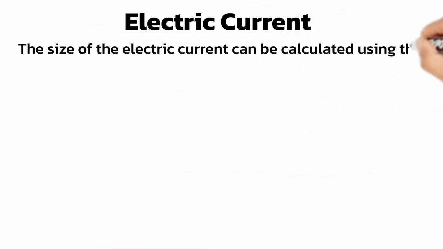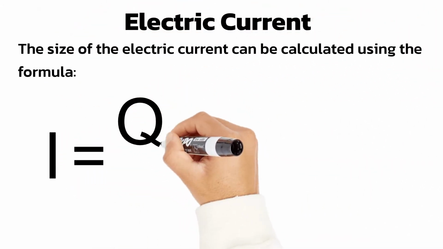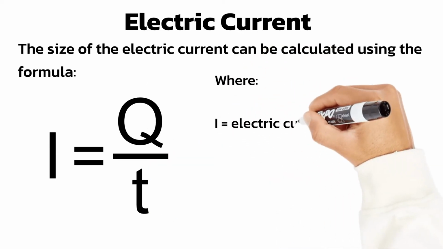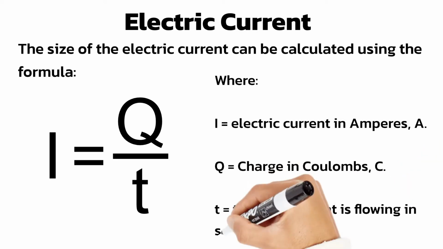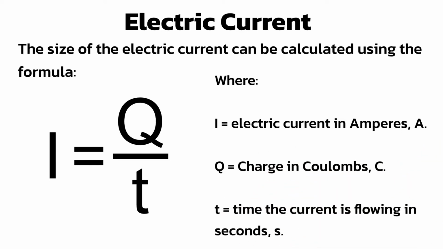The size of the electric current flowing in a circuit can be calculated using the formula, I equals Q divided by T, where I is the current measured in amperes, Q is the amount of charge measured in coulombs, and T is the time the current is flowing in seconds.